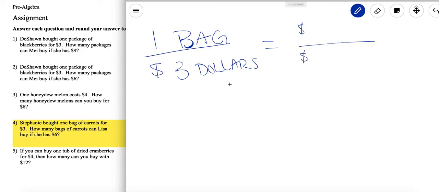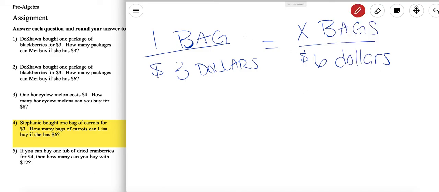Remember, it needs to stay in line with the dollars. So if I already put dollars on the bottom, you're going to put it on the bottom. If you put dollars on the top, then you're going to put your dollars over here. Okay, as long as it's in line. And it says how many bags, so that means we don't know how many bags. So we're going to do x bags.